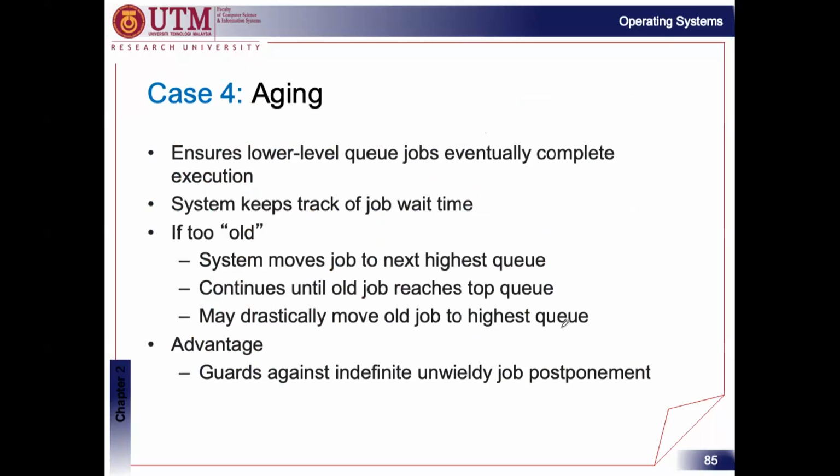Case 4, aging, ensures low level queue jobs eventually complete execution. The system keeps track of jobs waiting. If a job is too old, the system moves the job to the next highest queue, continuing until all jobs reach the top queue, and may drastically move all jobs to the highest queue. The advantage is that it cuts against indefinite postponement of jobs.